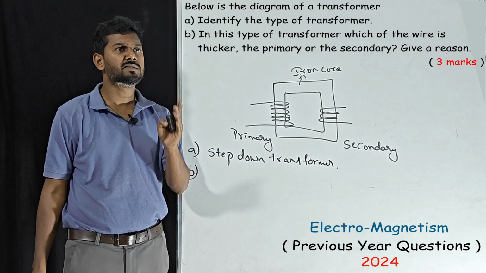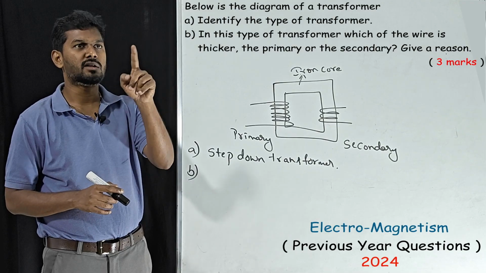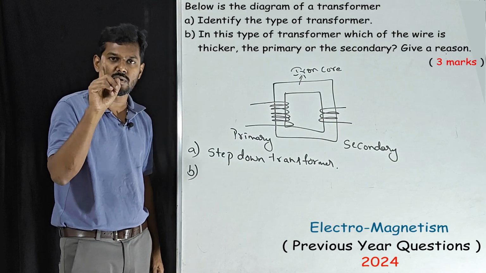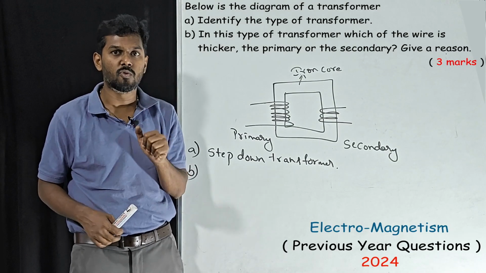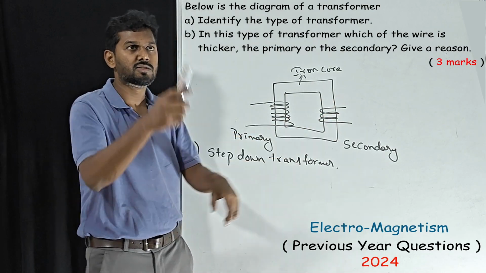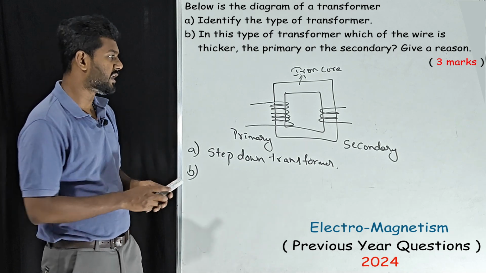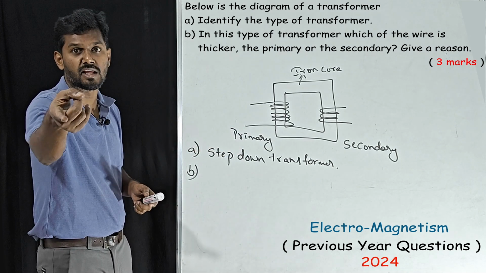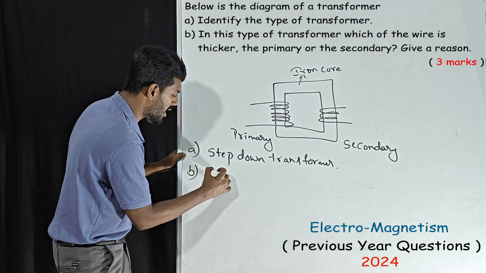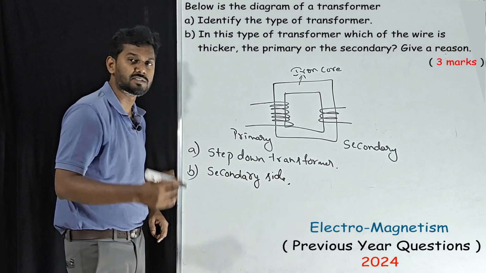Second, in this type of transformer, which of the wires is thicker, the primary or secondary? Give reason. The second sub question we have already learnt in one of the questions. Where we have less voltage, there we have thicker wires. We have less voltage here, so we have thicker wires here. They are asking which side is thicker, reason later. So you have to go according to the question. You have to write secondary side as the answer.